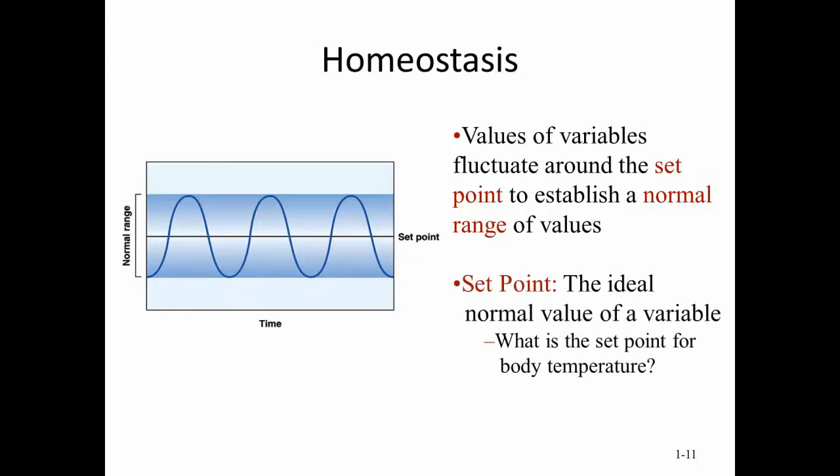So again, the set point's the ideal normal value for a variable. And for instance, if we look at the set point for body temperature, what is a normal body temperature? If you'd guessed 98.6 Fahrenheit or 37 degrees Celsius, then you'd be correct. Now, some people run a little bit below that, okay, while the ideal set point is that 37 or 98.6. Some people fall outside of that, still considered within a normal range, but it deviates a bit from the set point.